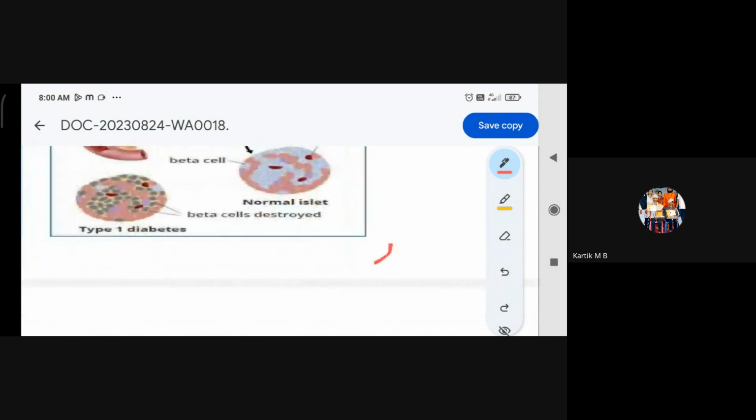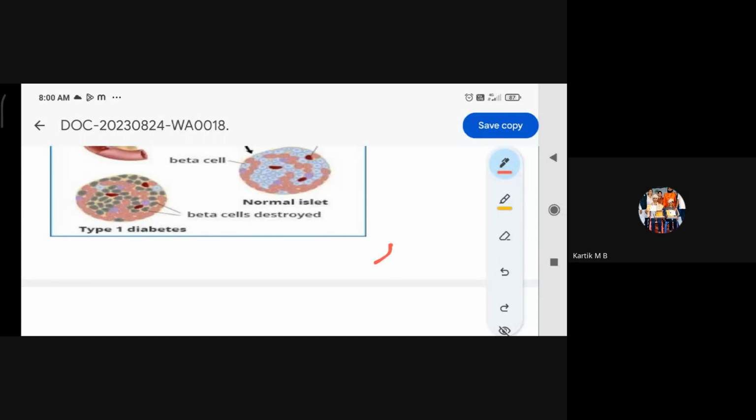So these are the two conditions of diabetes, type 1 and type 2, where blood glucose level is going higher. And this insulin is produced by beta cells. Is type 1 diabetes an autoimmune disease? Yes, you can say it, autoimmune disease.